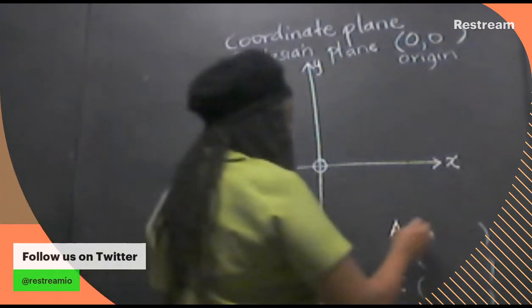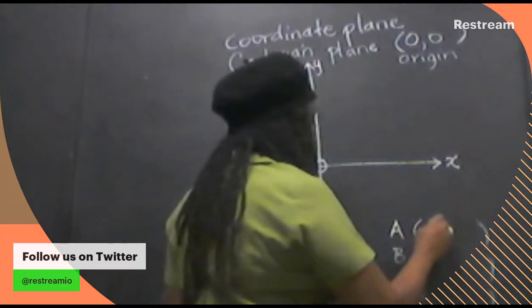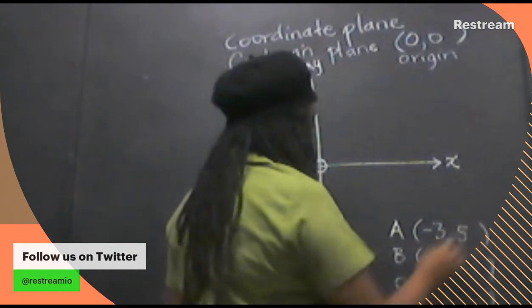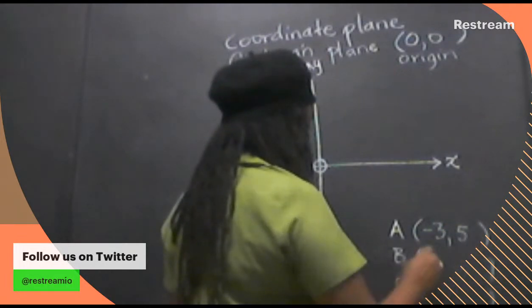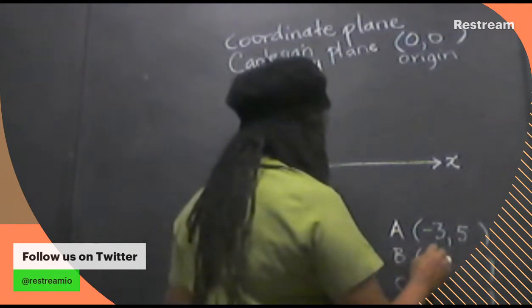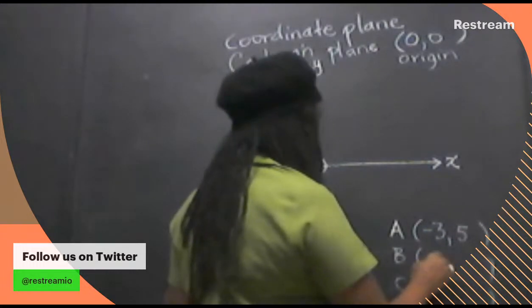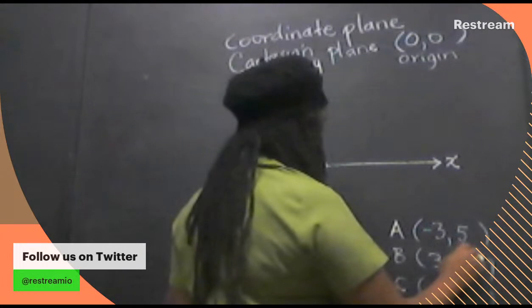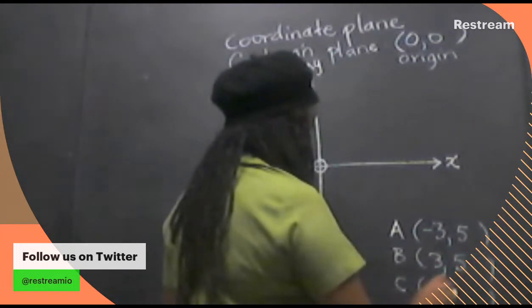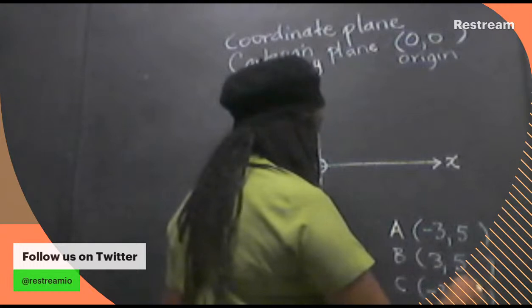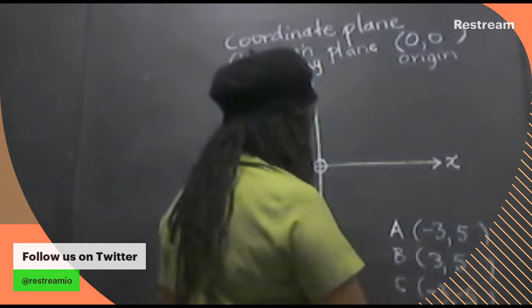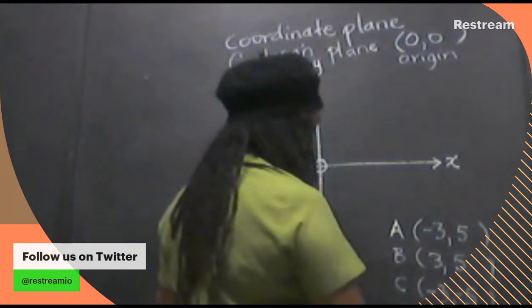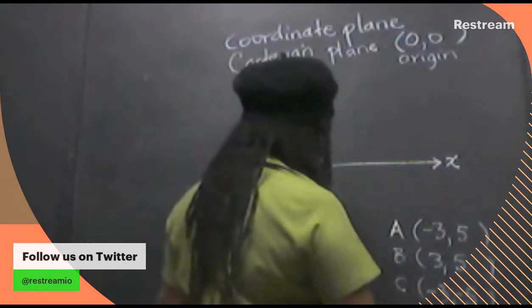So let's say we have (-3, 5), (3, 5), (-3, -5), (5, 3), (0, 4).